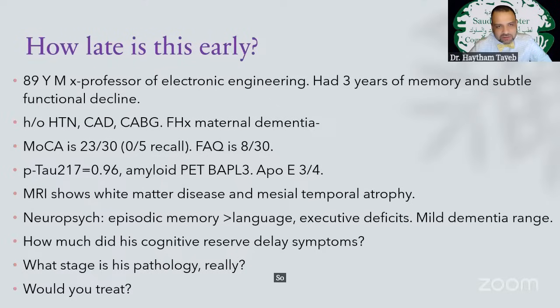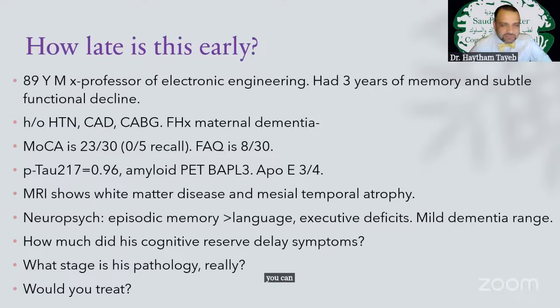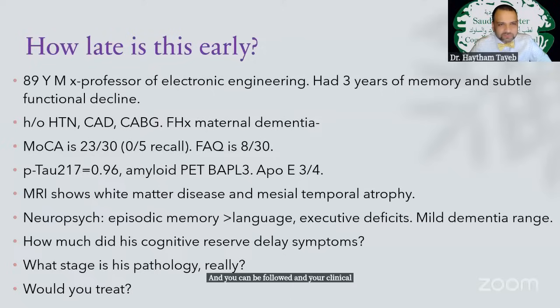So I can't answer how to determine whether people with amyloid in their heads and no clinical symptoms are going to end up developing clinical symptoms or not. There are certain factors you can use, but if you have amyloid and you're past your 60s, and you're projected to live for a couple of decades, and your clinical performance indices can be followed, then we can determine whether or not you have Alzheimer disease. That would be my answer to this difficult question. What would your answers be, professors? I'm distributing the burden.